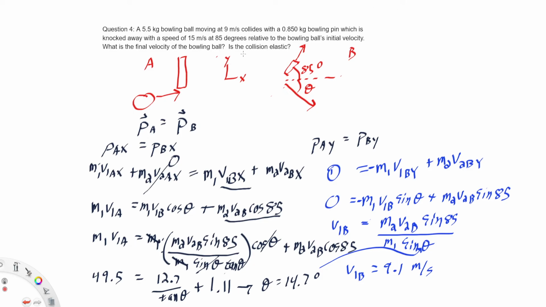The second part of this question is actually the easy part. Is the collision elastic? In other words, does the energy at A equal the energy at B? Energy at A is 1 half m1 v1a squared. Does that equal 1 half m1 v1b squared plus 1 half m2 v2b squared? That's just a plug and chug now. On the left-hand side, 0.5 times 5.5 times 81, we have 223 joules.